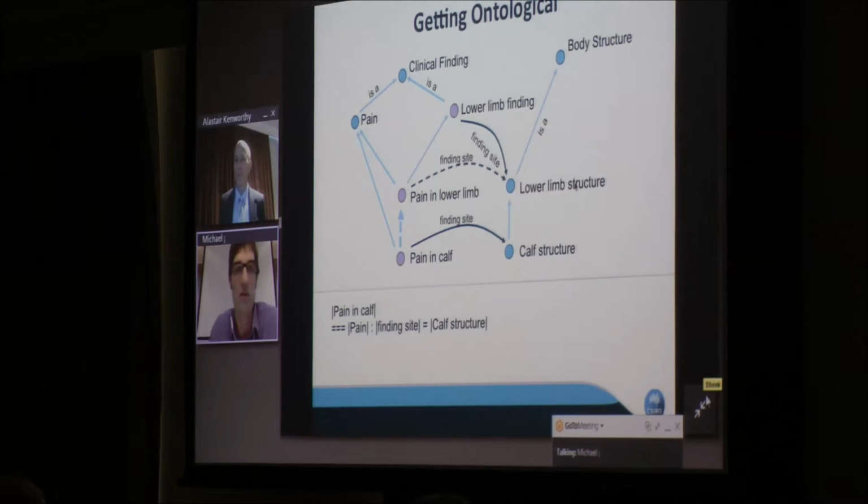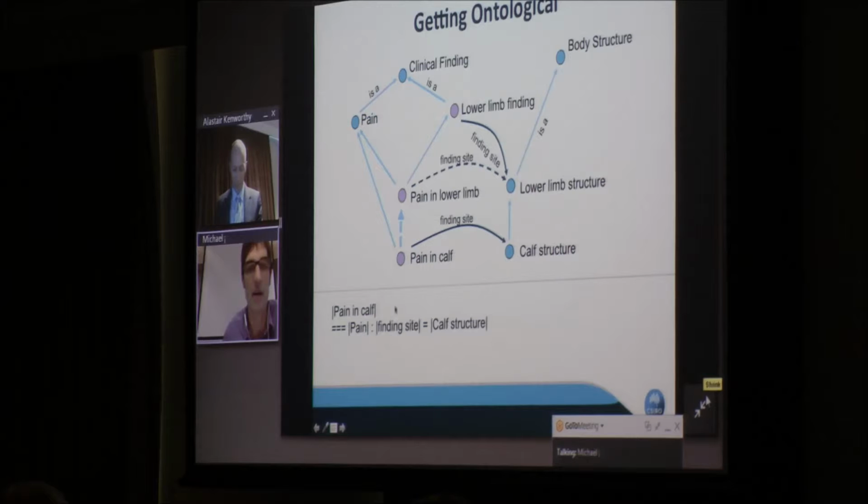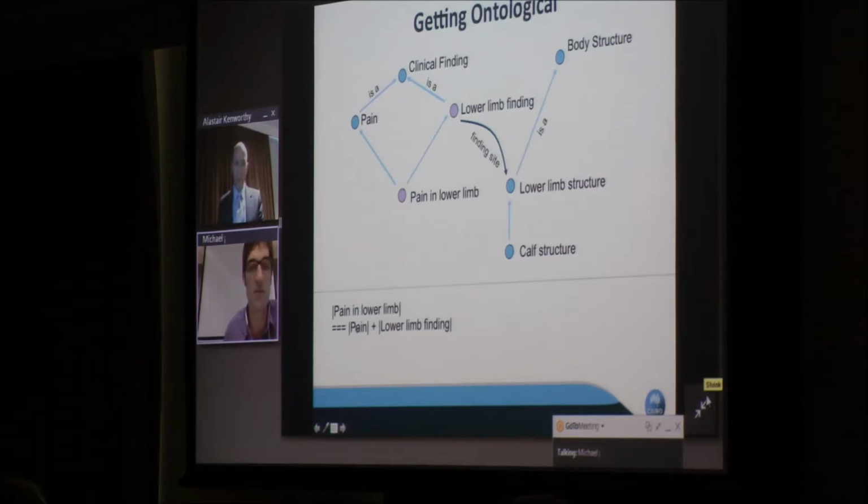This is also the process that goes on when you're doing post-coordination, because when you're doing post-coordination, you're effectively defining additional relationships and defining what you might think of as a virtual or unnamed concept. And then by performing this reasoning process, you can work out where in the hierarchy that post-coordinated expression would sit. It might sit as a leaf, like pain in the calf here, or it might sit somewhere internally, like pain in the lower limb here. So in fact, if we look at this expression here, pain plus lower limb finding, that post-coordinated expression sits exactly there in the hierarchy.